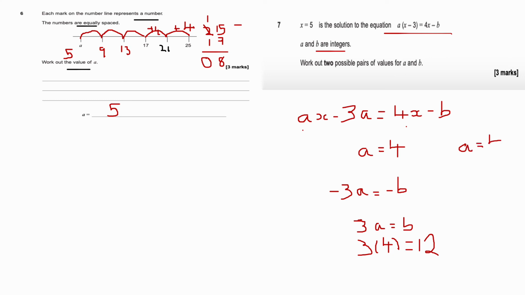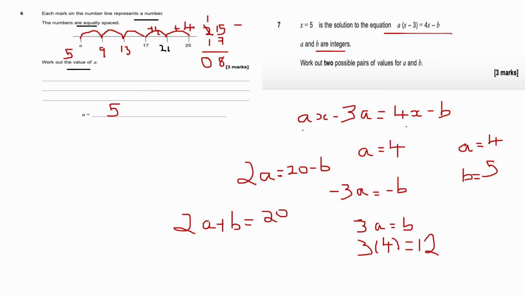Another one that I could do is I could sub in x equals 5, and then I'll see what happens. Okay, subbing in x equals 5, 5 take away 3 is 2. I get 2a is equal to 4 lots of 5, which is 20, minus b. Okay, for that. If I add b to both sides, I get 2a plus b has to equal 20.